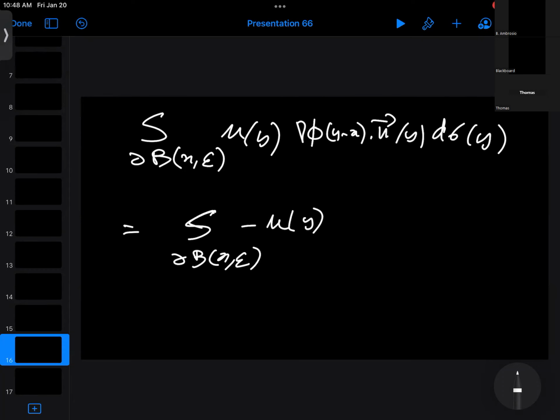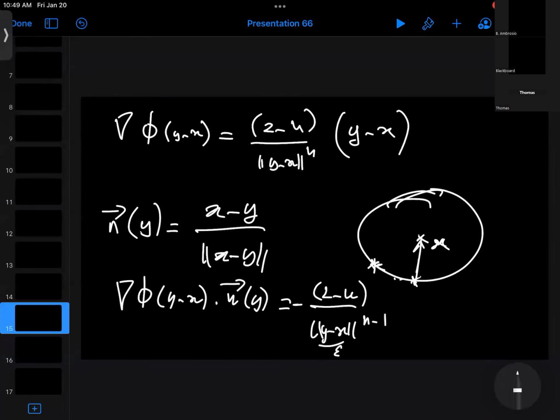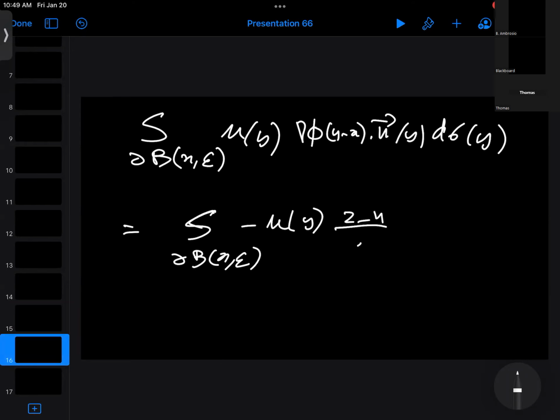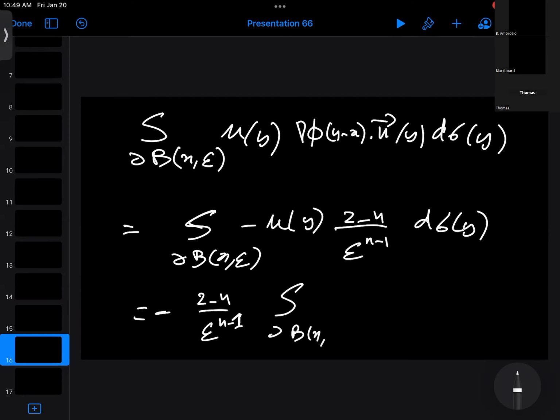And here, what was that already? It's 2 minus n divided by epsilon. So this will be equal to minus (2 minus n) epsilon to the n minus 1, and the integral. All right, but what I can do is just put the value at x.